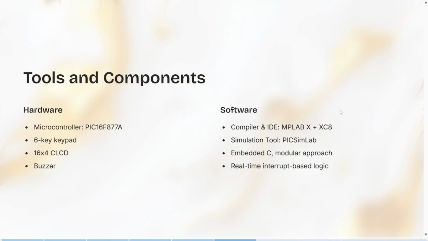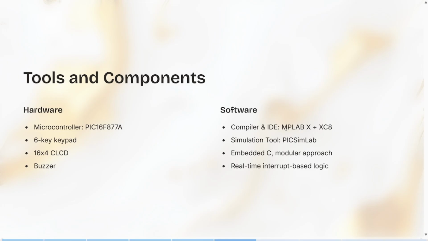Now, what are the tools and components that we have used in this project? They are basically separated into hardware and software. MPLAB X IDE is used for code writing and debugging. The XC8 compiler converts C code into machine code for the 16F877A. PICSimLab is used for virtual simulation of the embedded system.